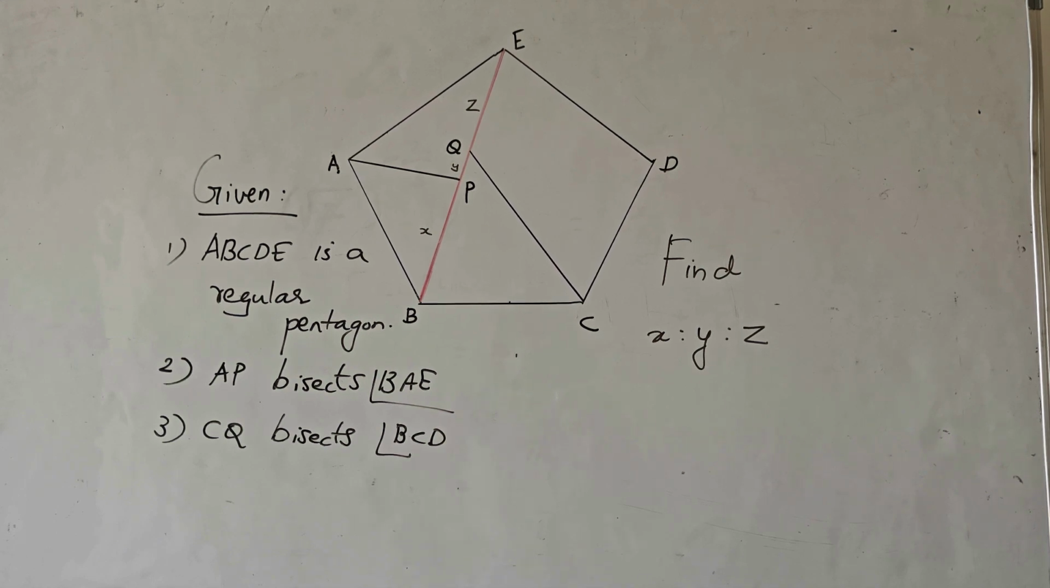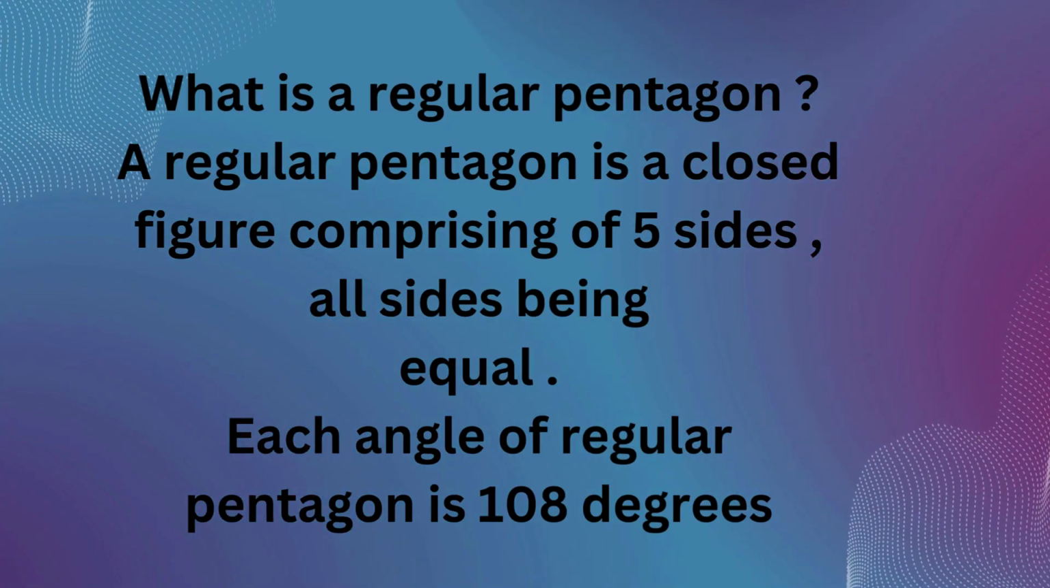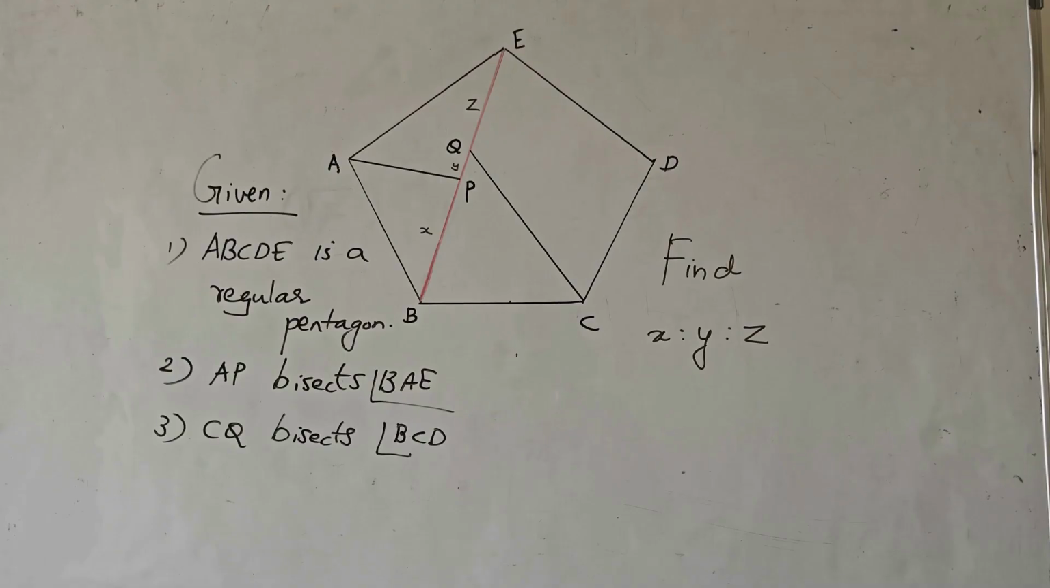This is a very interesting sum that actually merges the concept of regular pentagons, which is basic geometry, with trigonometry. So now let us start from the pentagon basics. What is a regular pentagon? Now we know each angle of a regular pentagon is 108 degrees. So let us mark it in the diagram.